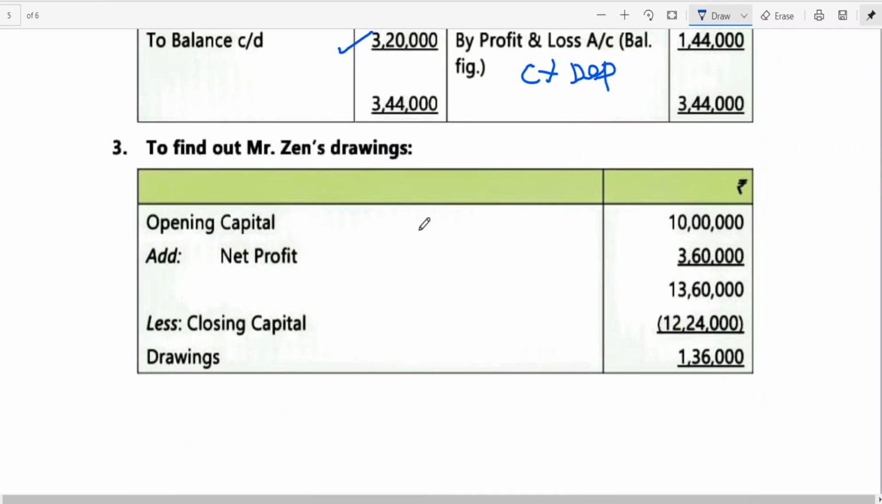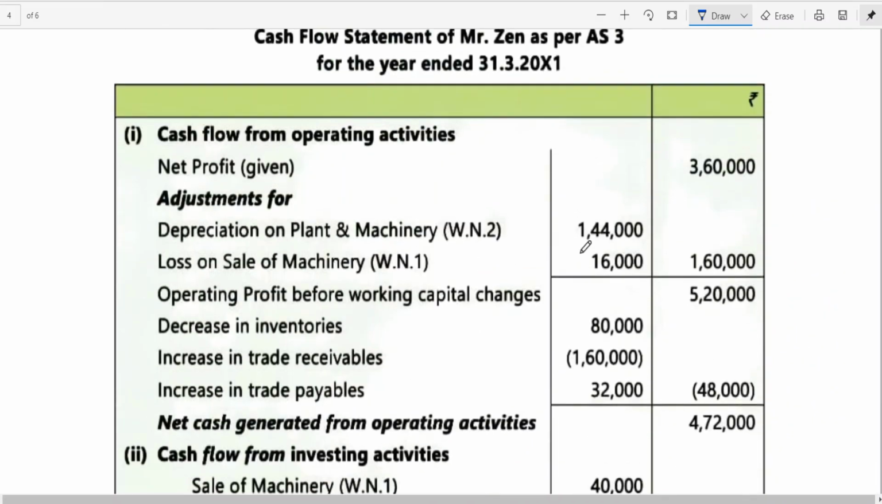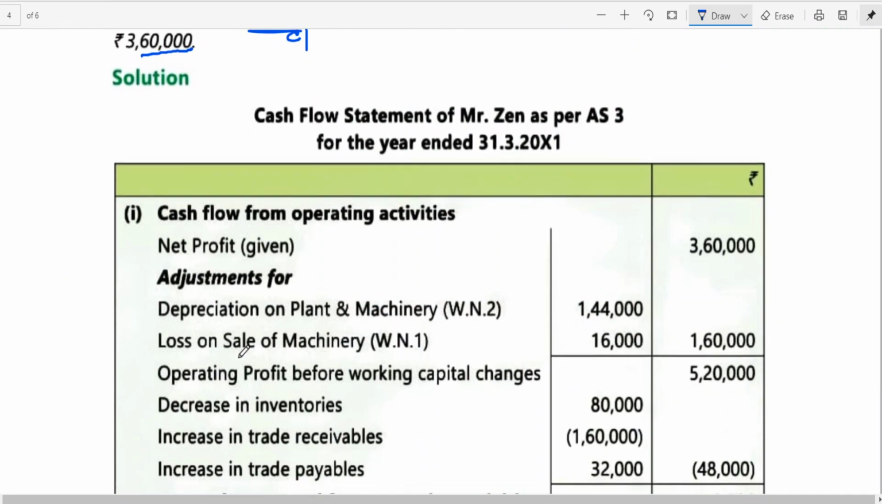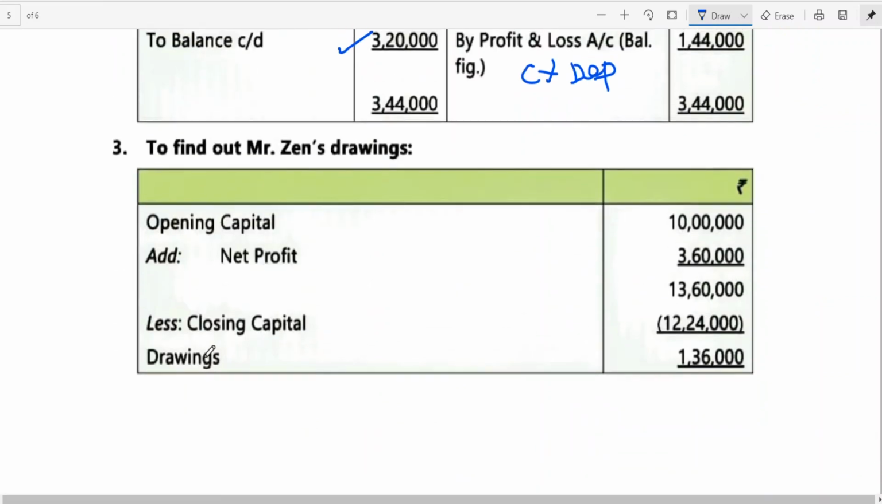Then the third working note is about opening capital. Opening capital has been given as 10 lakhs. And in the problem you got net profit. No, net profit was given here. What was net profit given? 3,60,000. I told you. Opening capital 10 lakhs plus net profit, this is given in the problem, minus closing capital, also given in the problem. Opening capital plus net profit minus closing capital. All these things have been given in the problem.